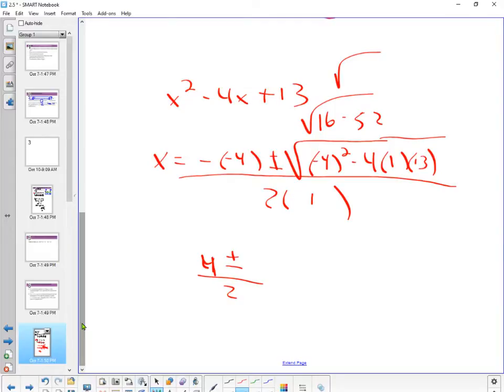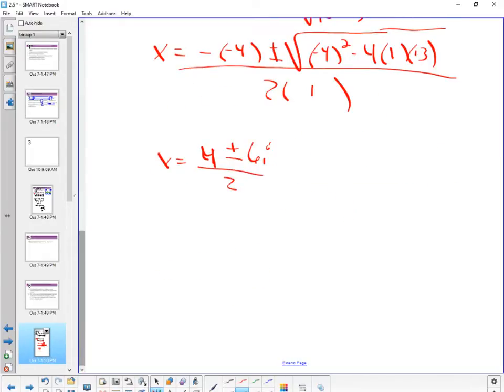36. It's 36. 38. All right, so I've got 6i. Hold on. So let's simplify this. This should become 2 plus 3i, correct? So here's what x equals.